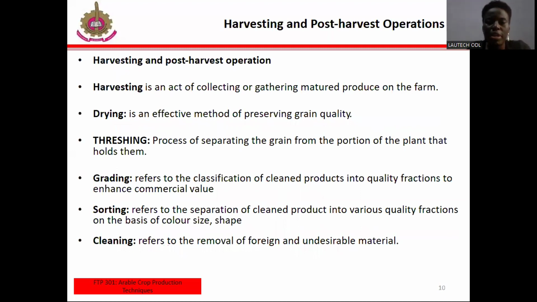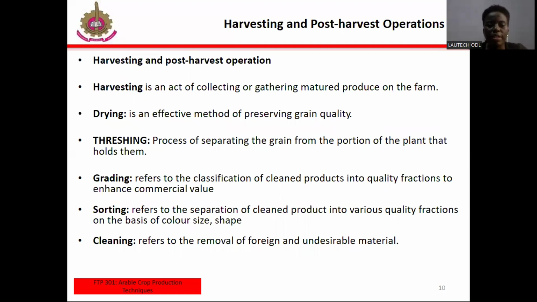So the last thing that we'll be looking at in this section is the harvesting and post-harvest operation. We've looked at the weed and disease management. We've also looked at the fertilizer application as well as the calibration of sprayers. So the last part that we'll be looking at is the harvesting and post-harvest operation. Harvesting and post-harvest operation has to do with the harvesting, the drying, threshing, grading, sorting, and cleaning.